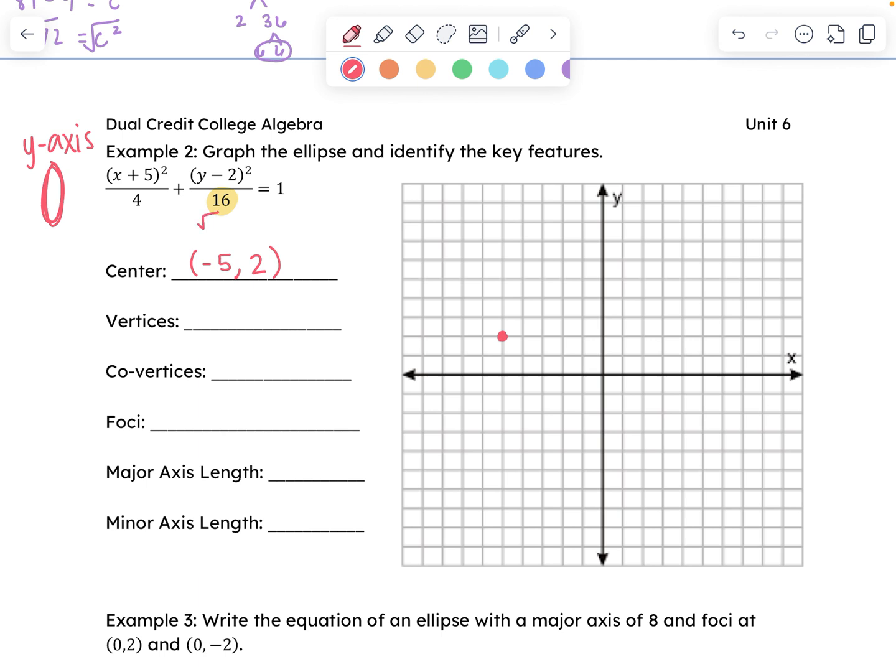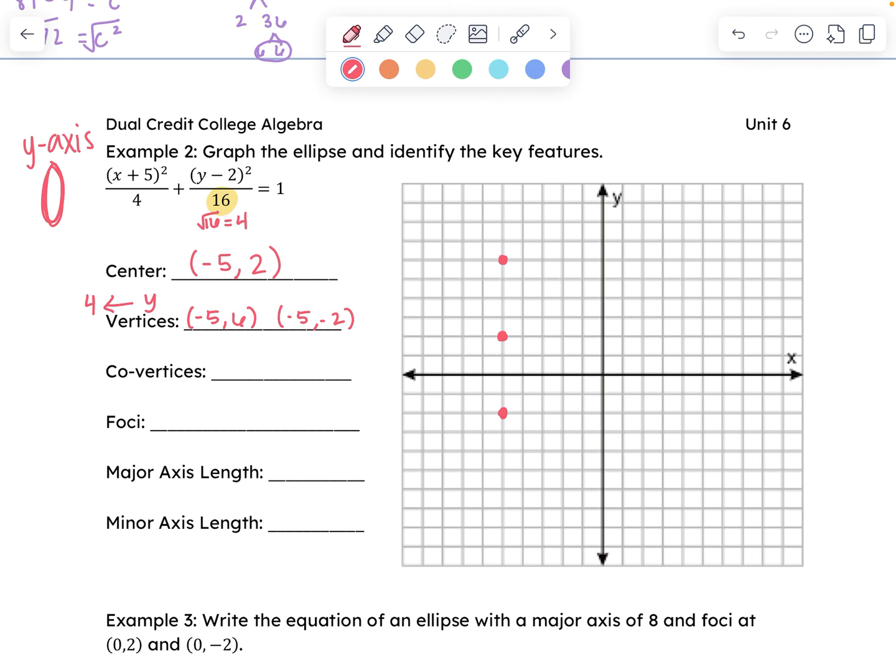If I'm looking at 16, the square root of that is 4. So for my vertices, I'm going to add or subtract 4 to the y value because it's parallel to the y-axis this time. It's going up and down. So if I add 4 to 2, that's negative 5, 6. If I subtract 4 from 2, that's negative 5, negative 2. So right here and right here.